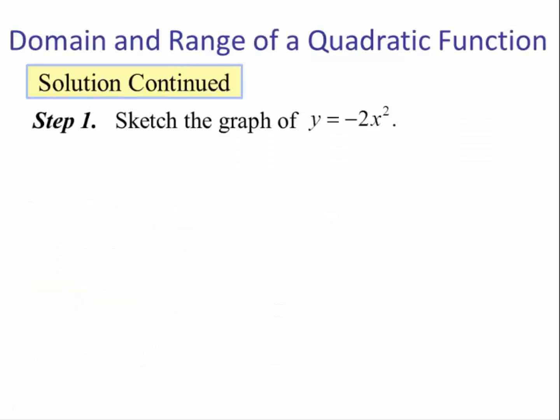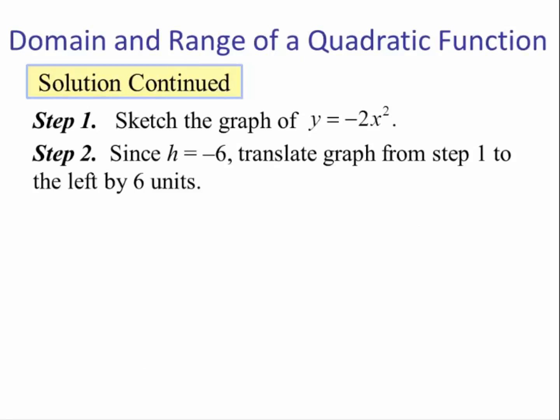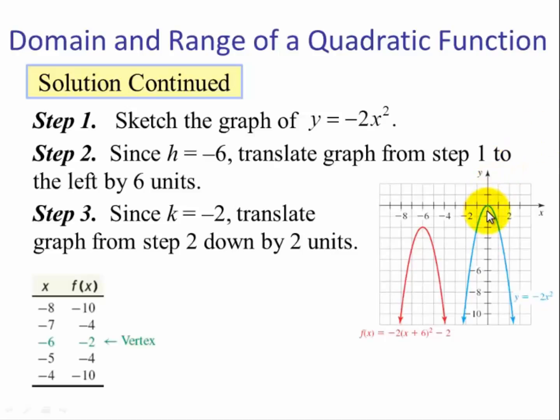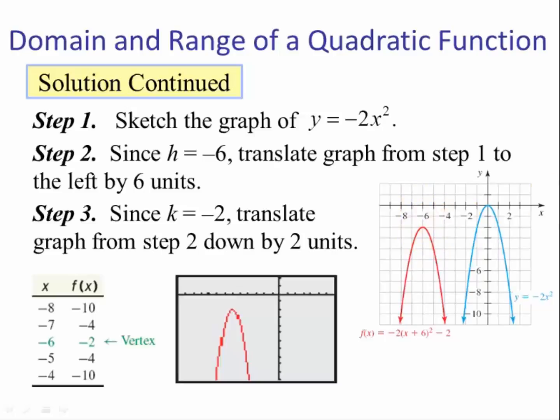If we sketch the graph of y equals negative 2x squared, then we translate the graph 6 units to the left because h is negative. Since k is a negative 2, we translate the graph down 2 units. So here we have a table of values. Here we have our graph. So this is negative 2x squared. And then from that graph, we do h, which is 6 units to the left. Then k, 2 units down. So that is our vertex now. This can be verified using the graphing calculator.